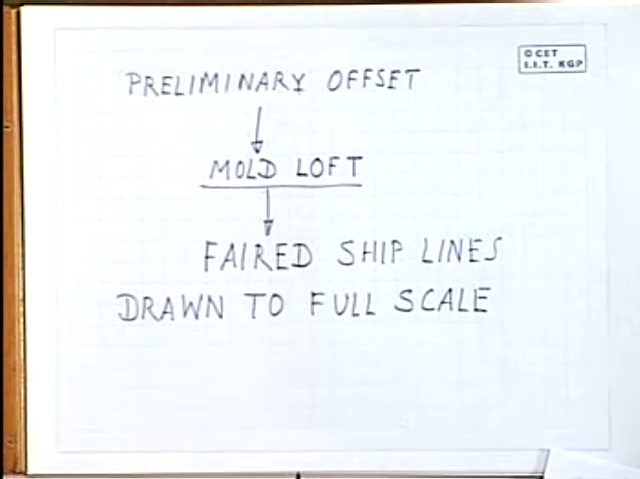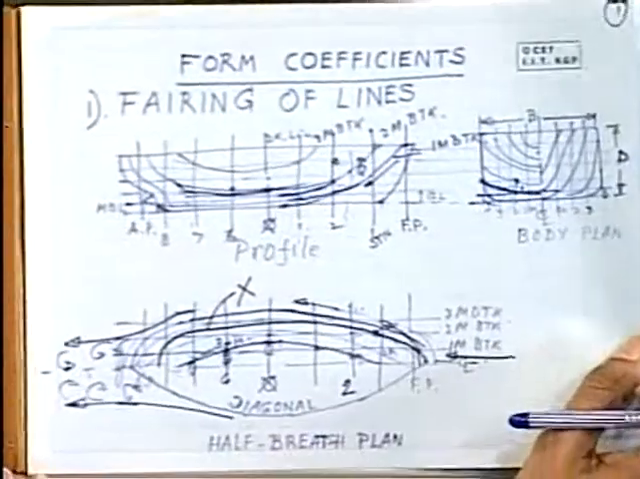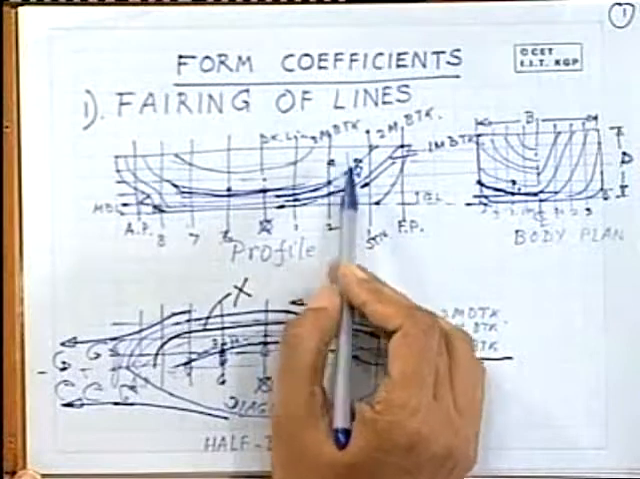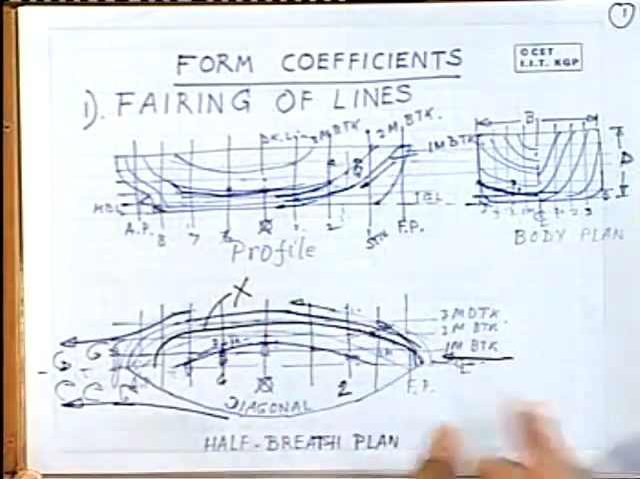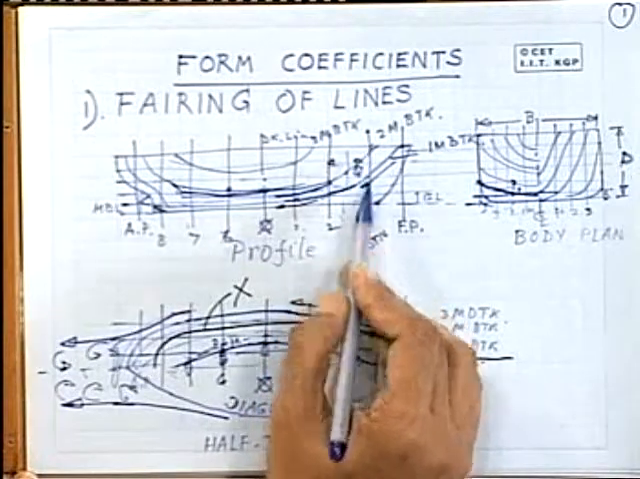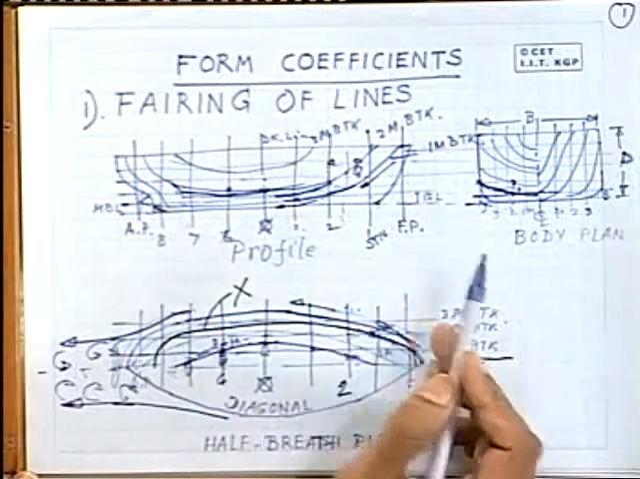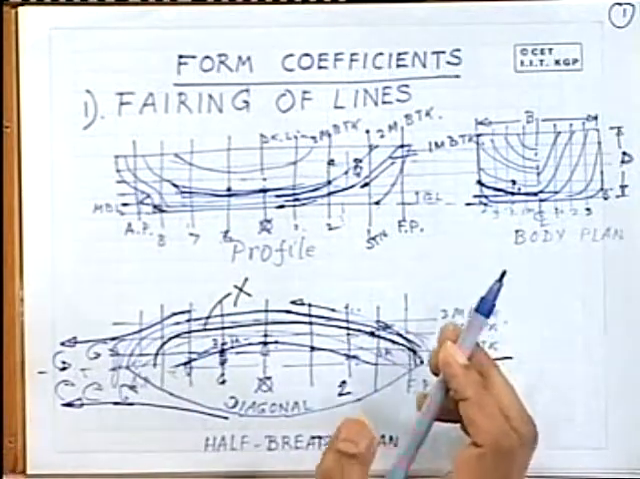Now actually, after the lines have been prepared and the offsets have been faired from the mold loft, then again you have to make a framing plan. That means the hull shop will not understand, and is not much bothered about, the sections at the stations. The hull shop is making a structural fabrication.